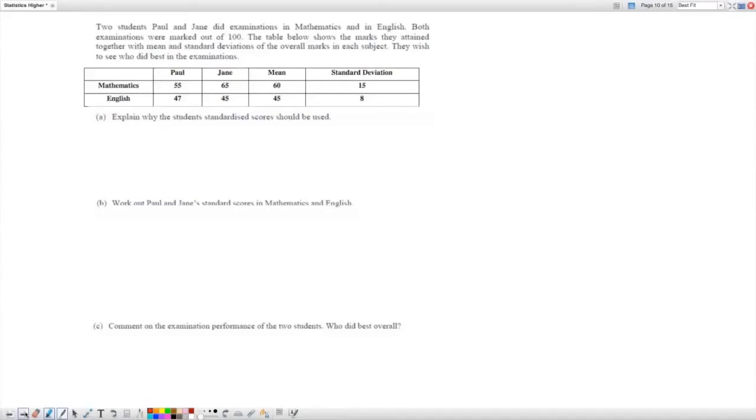First, we're asked to explain why students' standardised scores could be used. Standardised scores are really good because they allow us to compare data from different distributions. So the important part here with a standardised score is that they can compare data from different distributions.